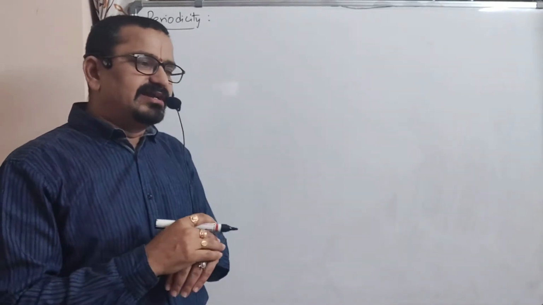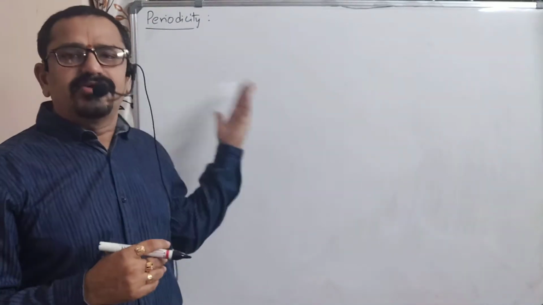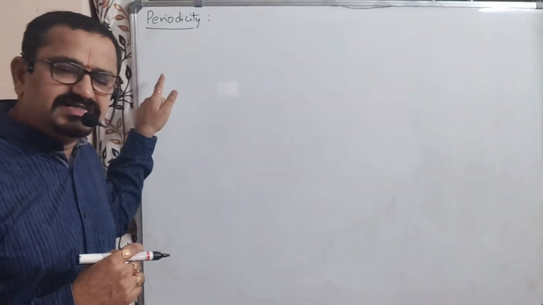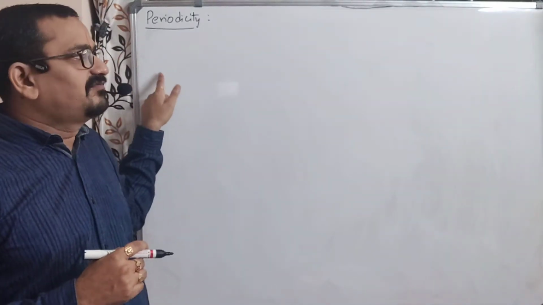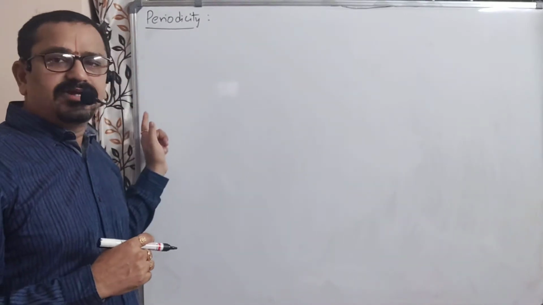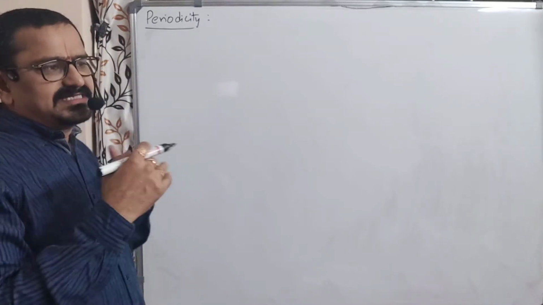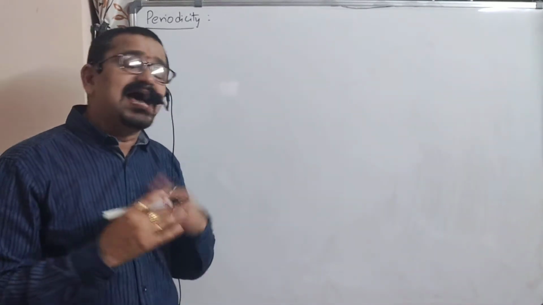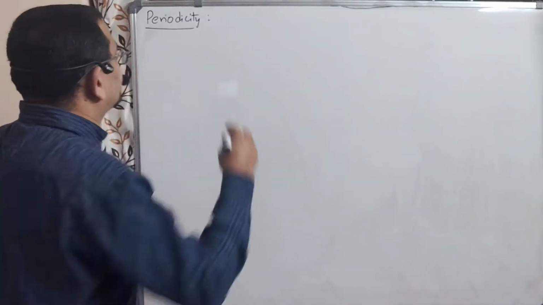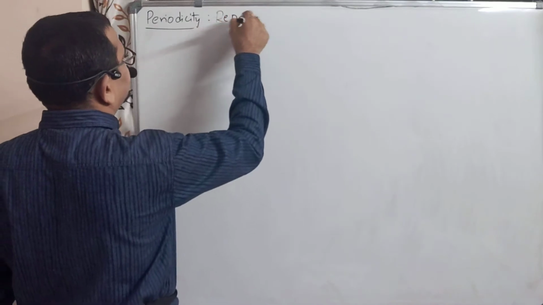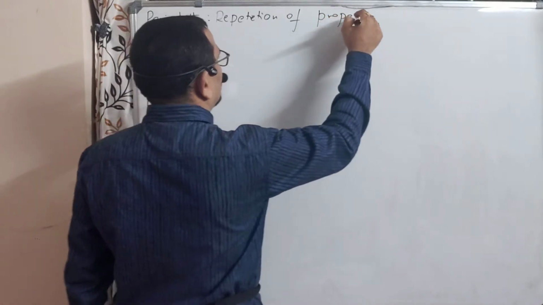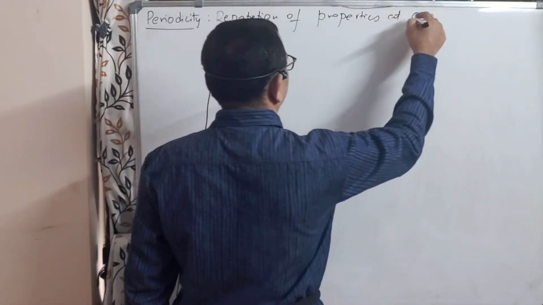For example, when it comes to electronic configuration, after a gap of two elements, the hydrogen configuration, a similar configuration, is shown by lithium. After a gap of 8 elements, a similar configuration is shown by sodium. Next, potassium, rubidium, cesium. See, such repetition of properties at certain intervals, not regular intervals, certain intervals.